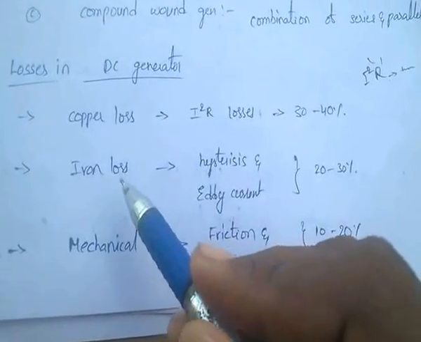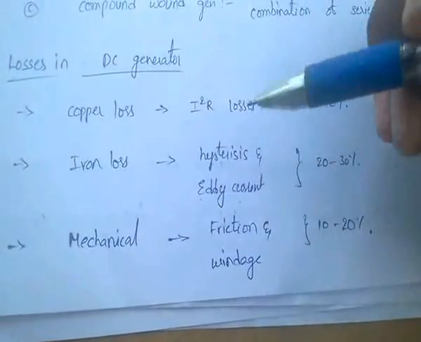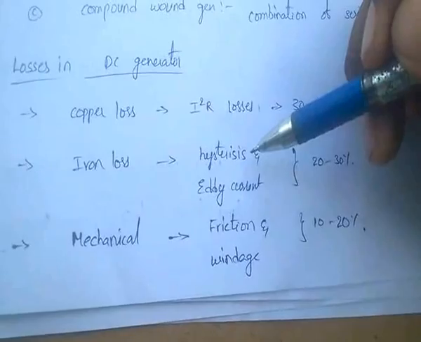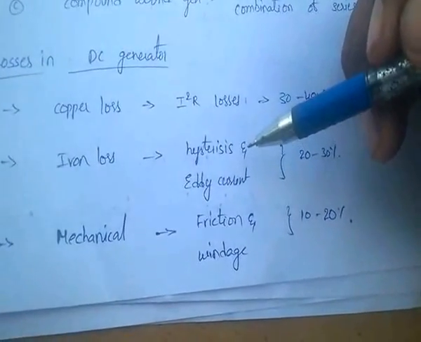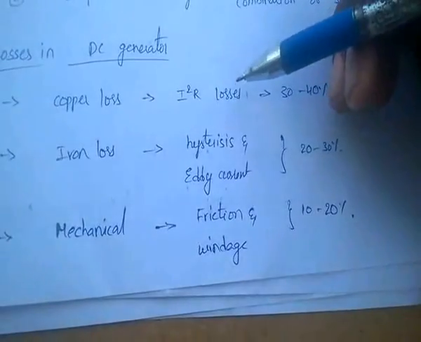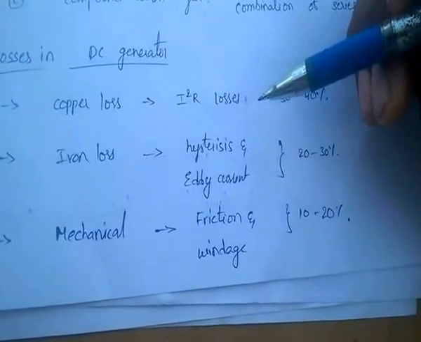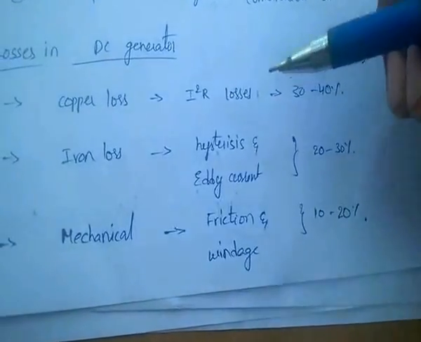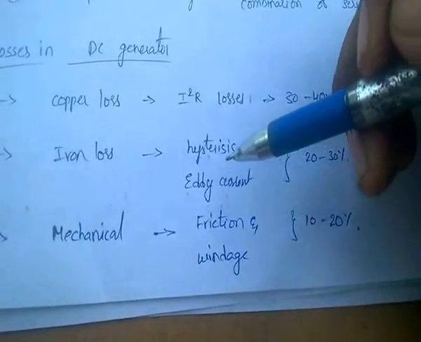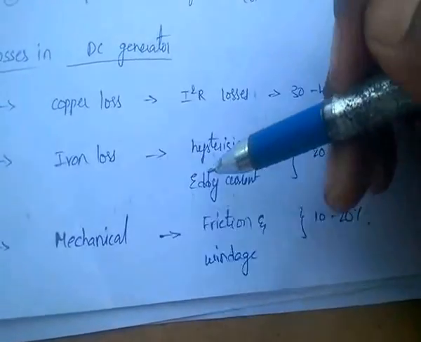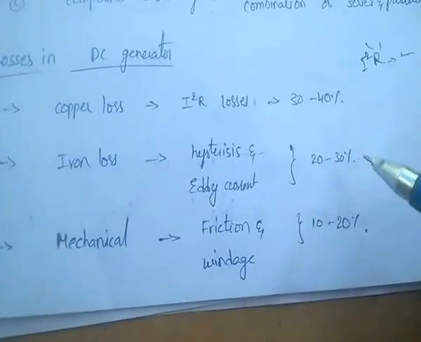Next, iron losses. Iron losses are divided into two types: hysteresis losses and eddy current losses. Hysteresis losses are due to magnetic reversals. That means magnetization and demagnetization. Due to this process of magnetization and demagnetization, some losses will occur. These losses are called hysteresis losses. Eddy current losses, as I already told about. These both losses are 20 to 30%.